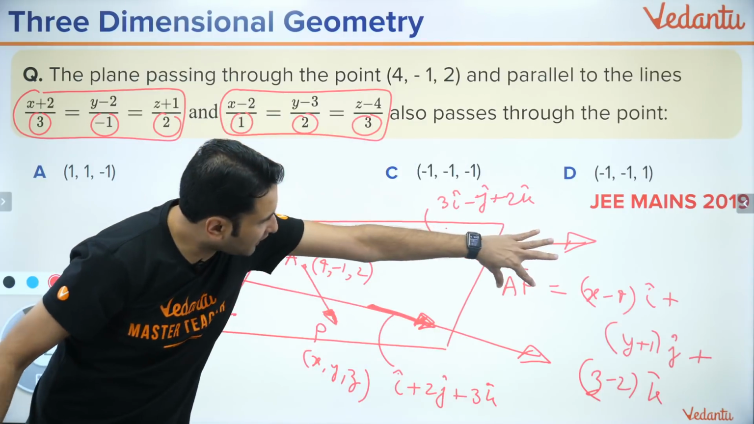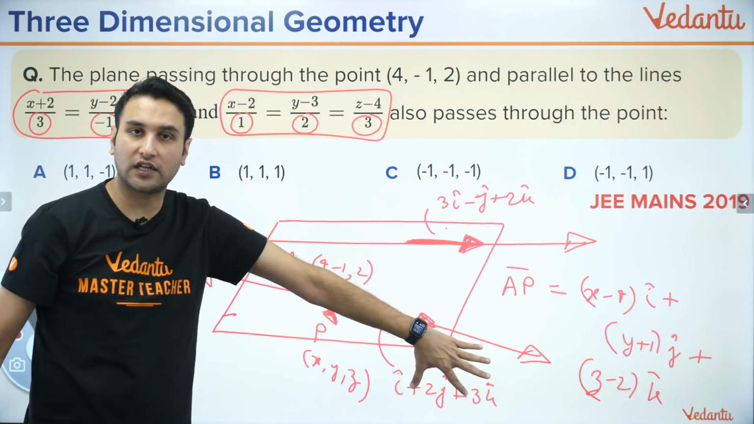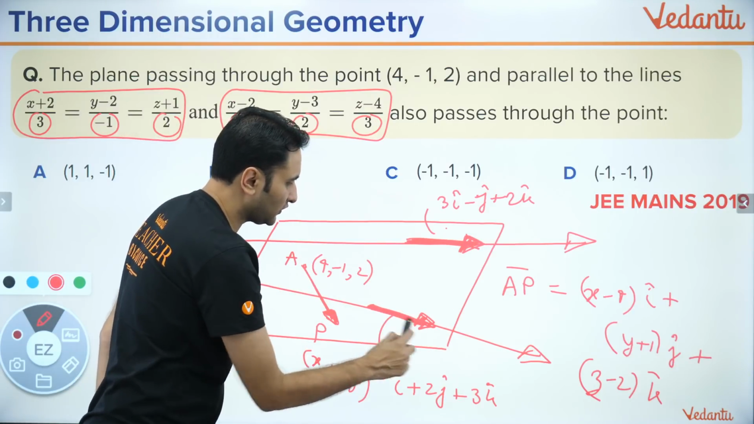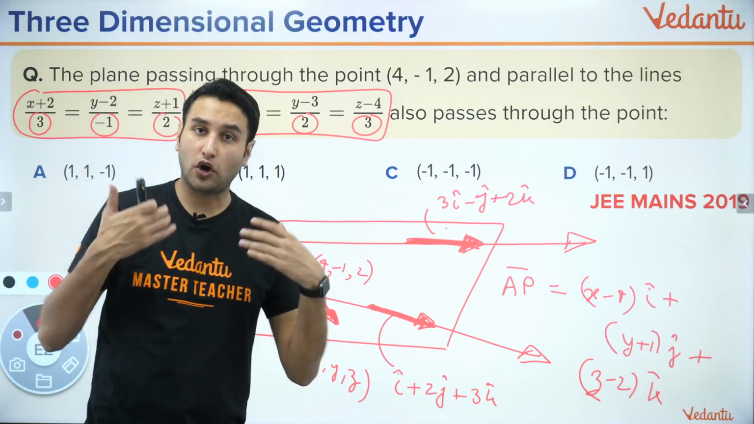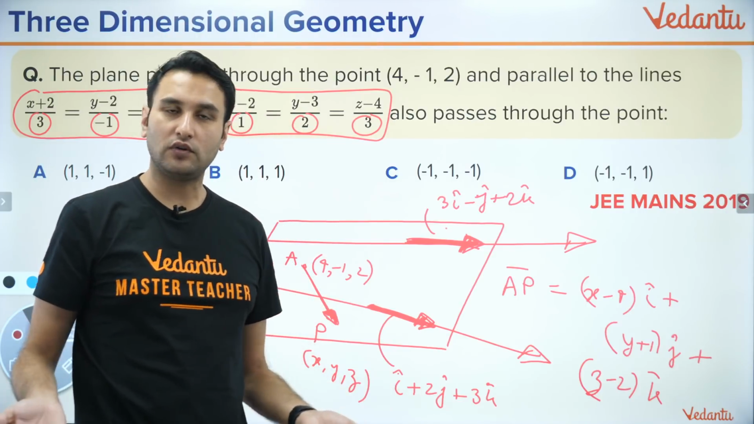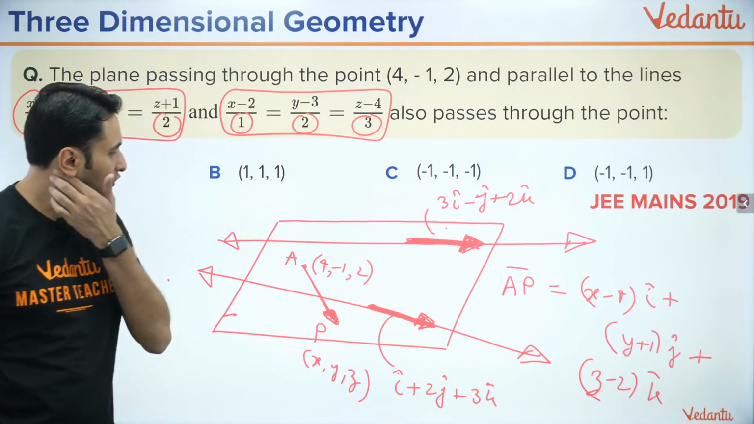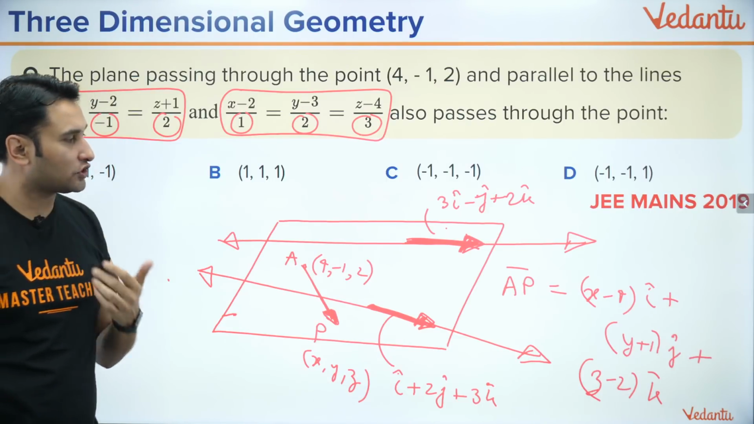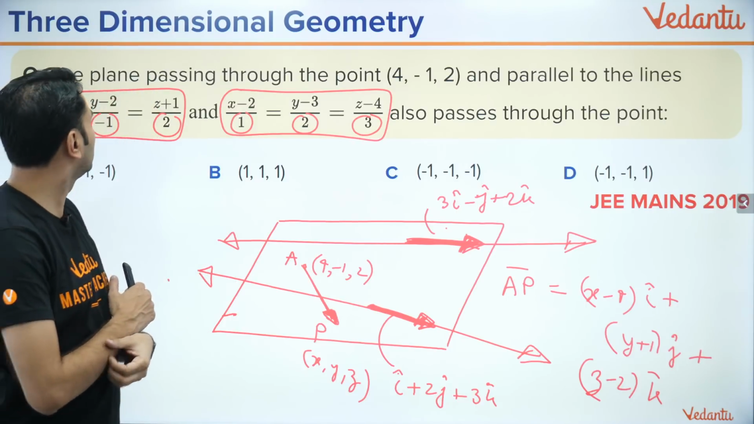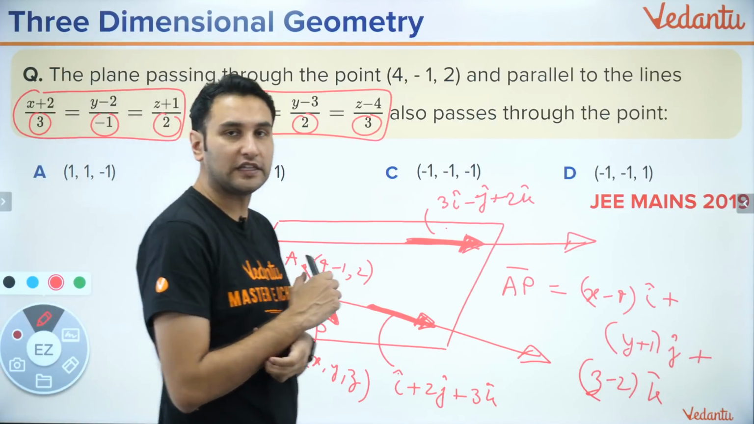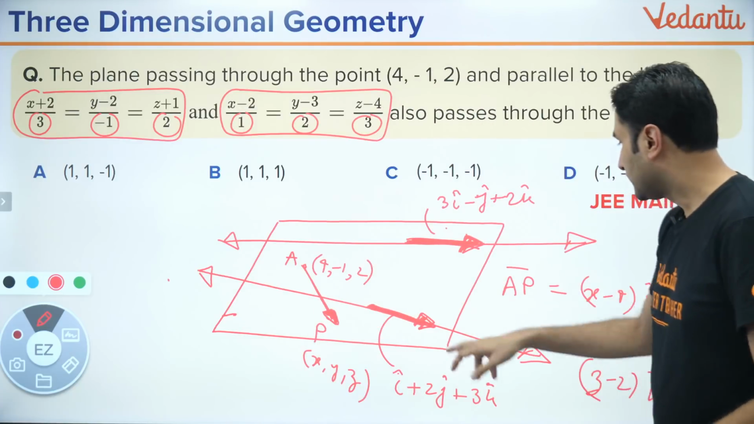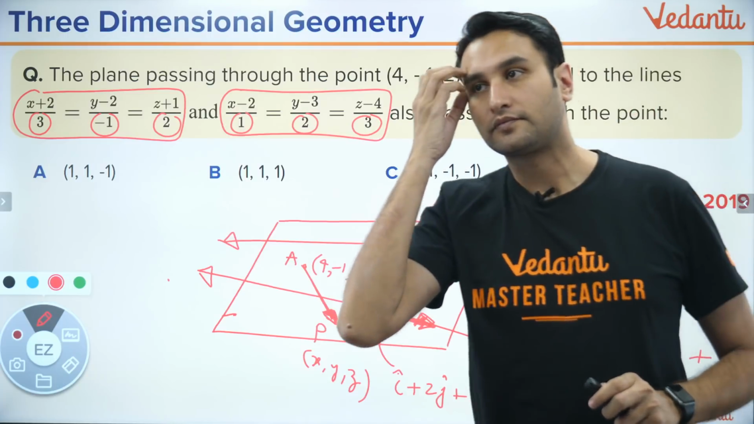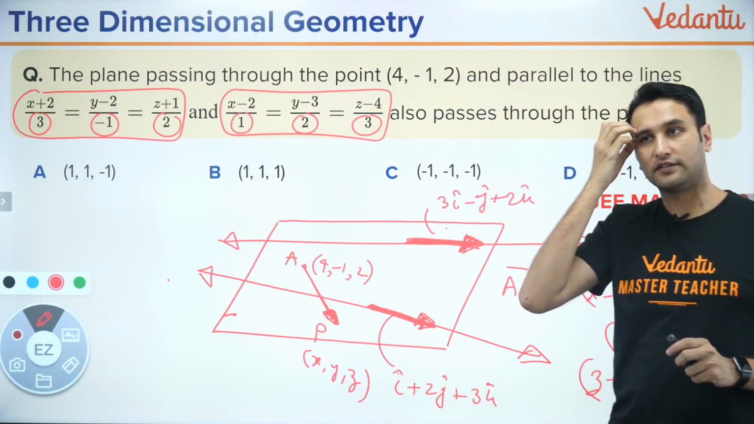Now the AP vector, this vector and this vector, three vectors which lie on the plane, their box product is 0. That will give you the equation of the plane. क्या चाहिए आपको? प्लेन की इक्वेशन चाहिए ना. सो प्लेन की इक्वेशन कैसे आ जाएगी? Box of this and this is 0. Did you understand? Yes or no? समझ में आया? यस कि नो?